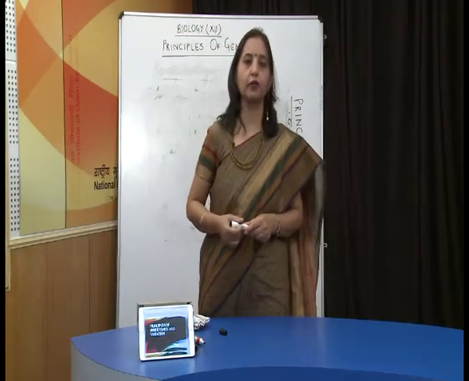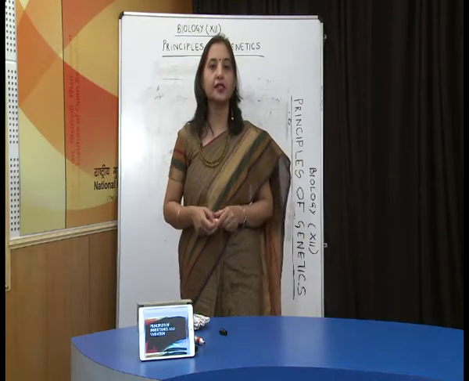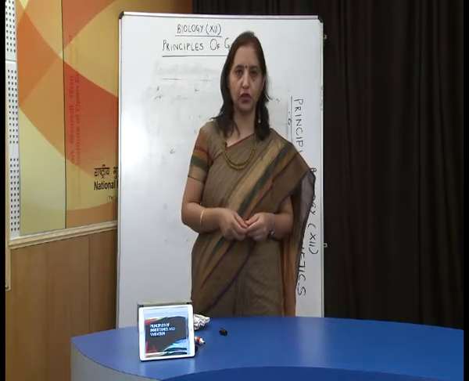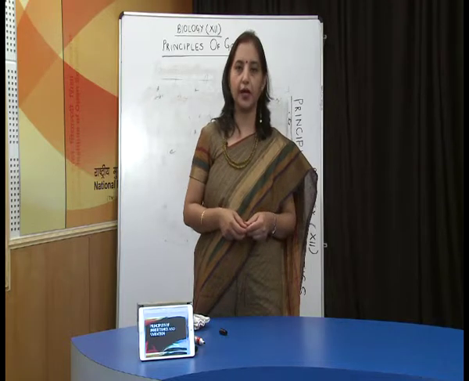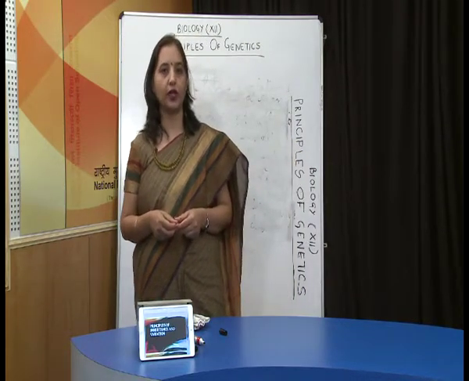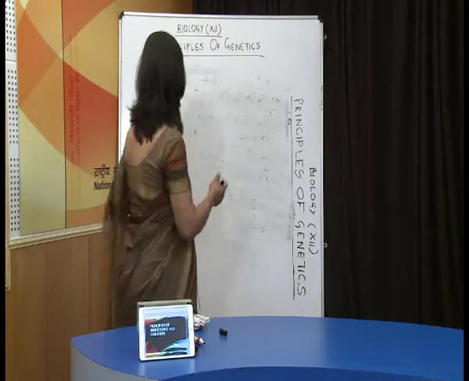Before we discuss the laws of inheritance, it is very important to understand how Mendel did the cross-pollination in garden pea, because garden pea is naturally self-pollinated. So how did he cross-pollinate two plants?